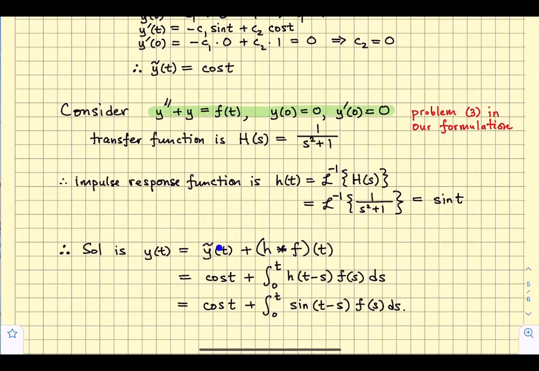y tilde we found above was cosine t. We found that h was sine t. So we want h of t minus s, so that's sine of t minus s. And our f is a function that we haven't specified. So if you don't know what little f is, this is the best that you can do. And if you have 6 different little f's in mind, then you can put those 6 different little f's in here, and you can get your different solutions.